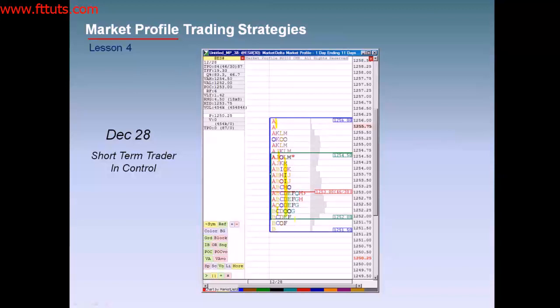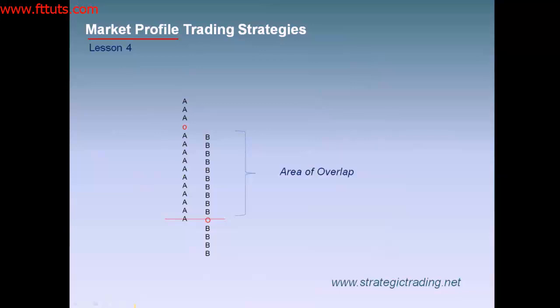Now, you're seeing this after the fact, at the end of the day. But now I want to work with you to help you be able to identify this early on as it is developing during the day. All right, the first thing that we look at during periods A and B is the area of overlap. When you begin to see a lot of overlap between A and B, this is telling you that the short-term trader is in control. We really have not had any influence from a long-term trader.